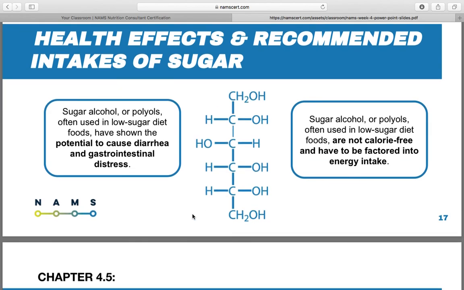Sugar alcohol, or polyols, often used in low-sugar diet foods, have shown the potential to cause diarrhea and gastrointestinal distress. Sugar alcohol, or polyols, are also not calorie-free and have to be factored into energy intake.